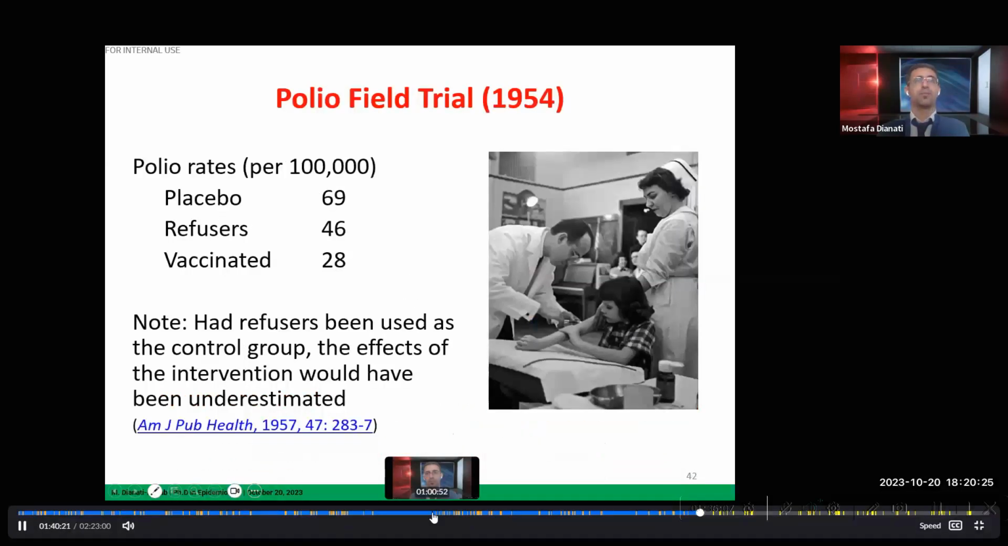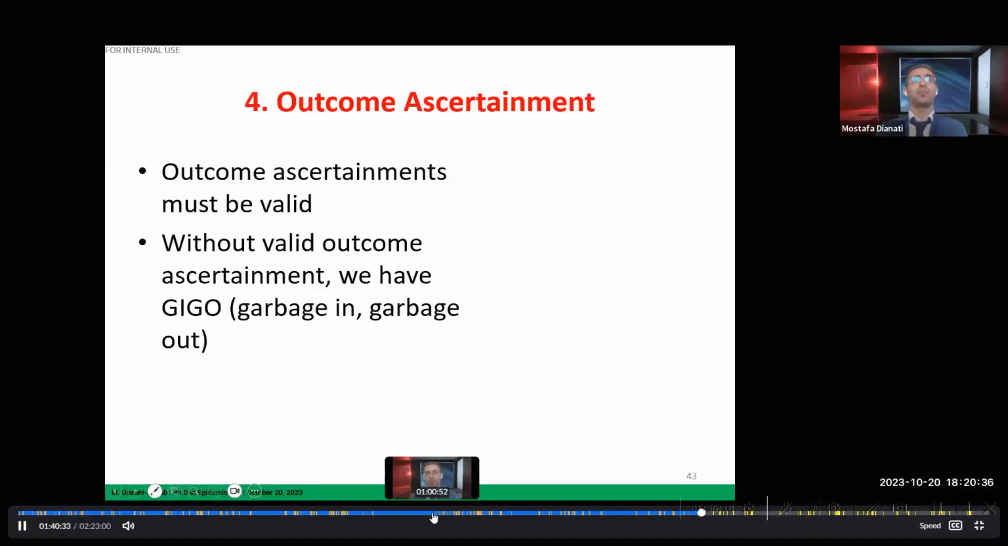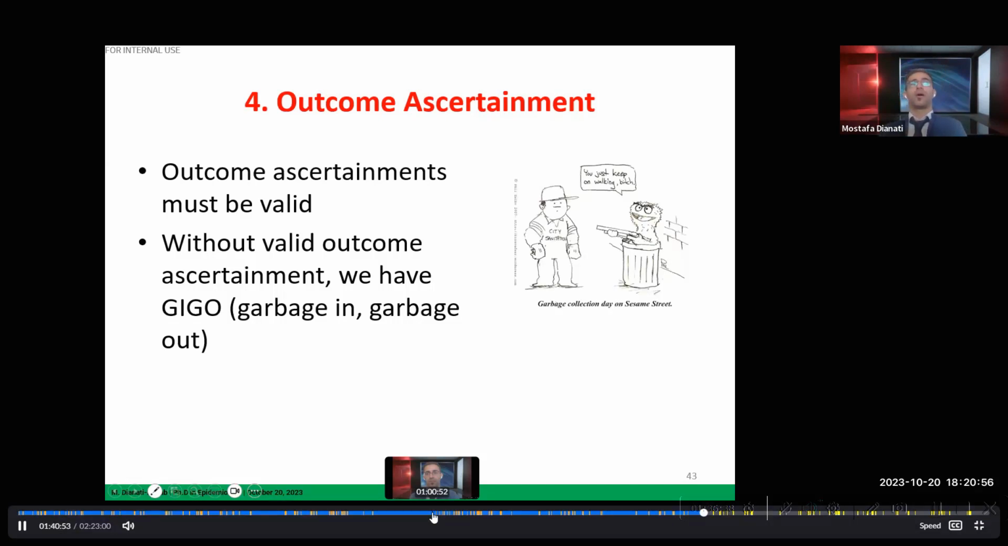So let's go ahead. We have some examples from field trials in history, which was about polio and the polio vaccine. Please remember that in your study, you have to have a really clear definition of your outcome. Because if you don't have a clear definition of your outcome, then for examining the association between the intervention and your outcome, maybe you are not that specific.